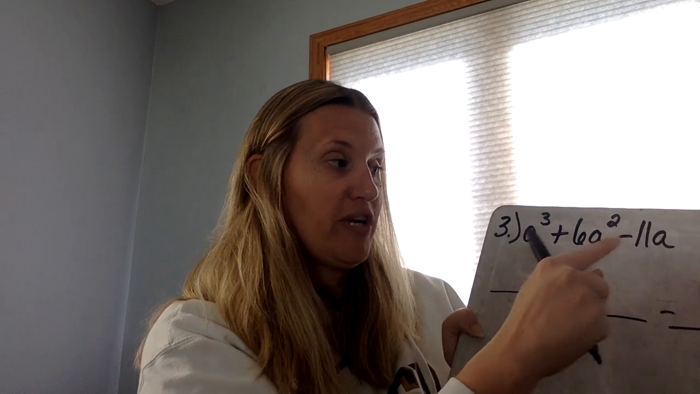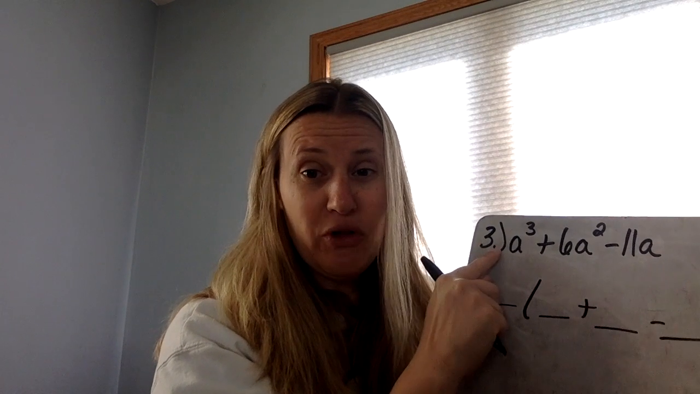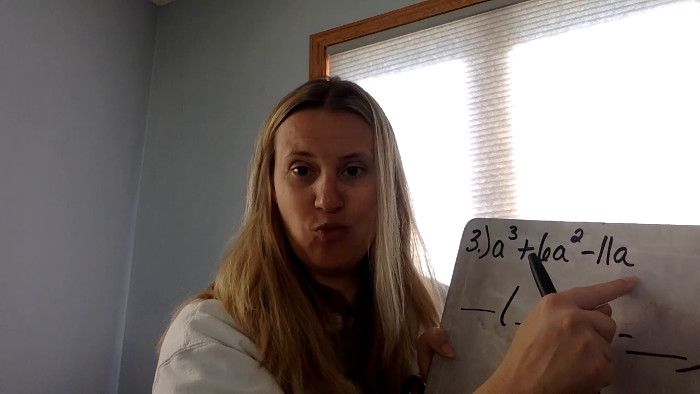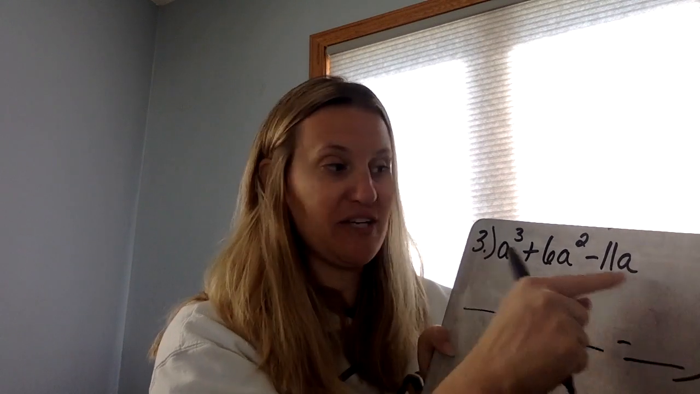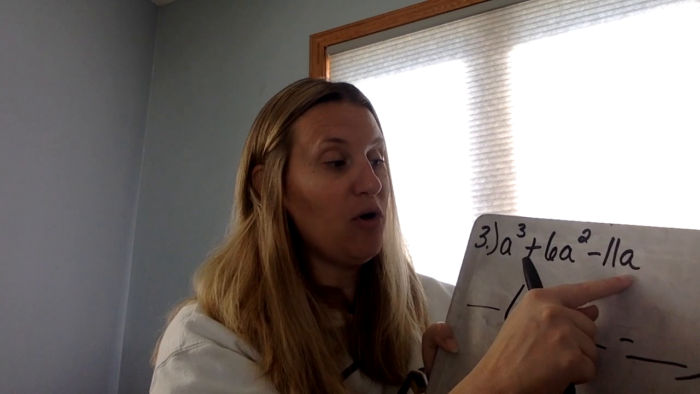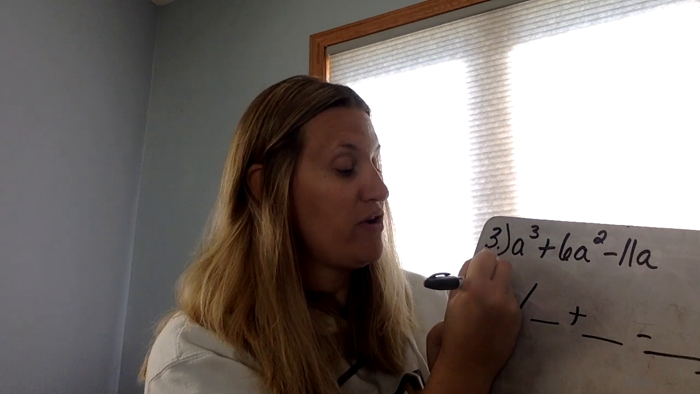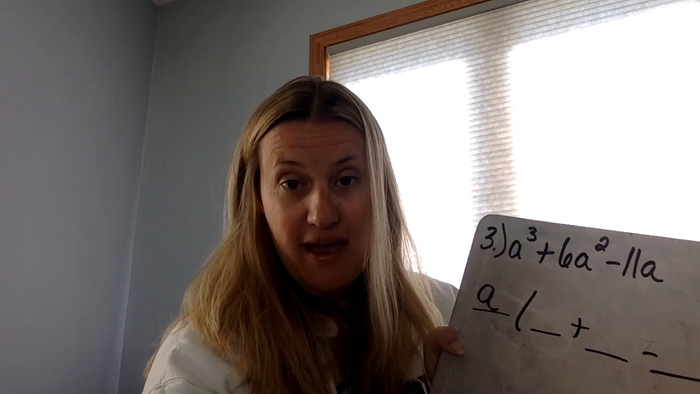There's an a to the third, an a squared, and an a. Can I pull an a to the third out of all of these? No, this only has 2 a's and this only has 1. I can't pull 3 out of something that only has 2 and 1. So I can pull an a out of here, an a out of here, and an a out of here. So my greatest common factor is just a.